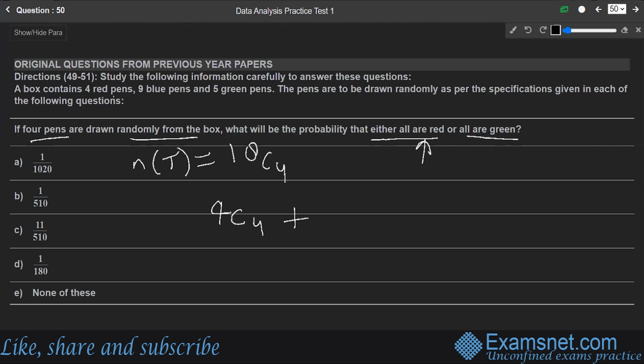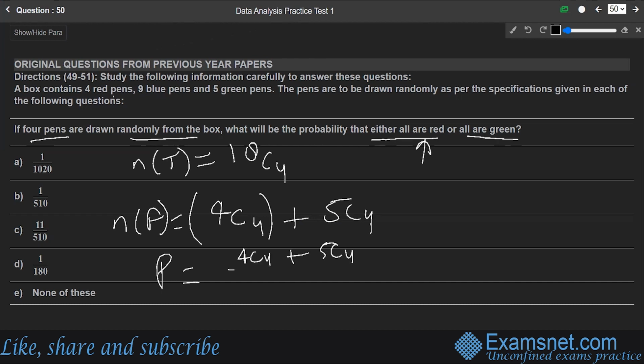Why plus? Because he's saying either or. Whenever either or appears, we have to do plus. So this is for the red pens, and for all green: how many green pens are there? 5. Out of 5, we have to pick 4, so it has to be 5C4. So these are the favorable number of cases. The probability will be favorable by total, so it's going to be 4C4 plus 5C4 divided by 18C4. That is the expression.